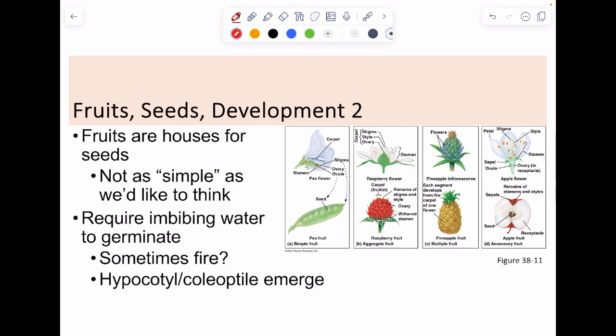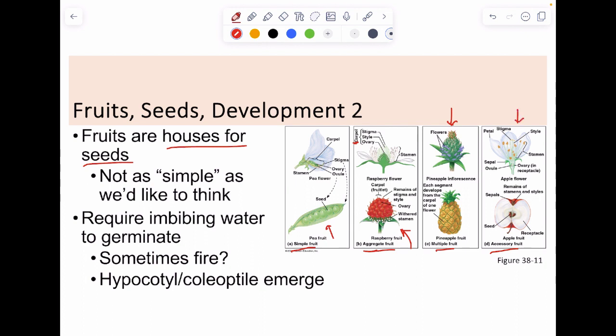The fruits turn out to be houses for those seeds, and they actually come in a whole bunch of different varieties, and it's not as simple as we'd like it to be. So we have simple fruits like peas, but we could also have aggregates of fruits like raspberries. The reason for that is you have many carpels within the pistil. You have many stamens as well, so we can actually end up having lots of fertilization within one area. Or we could have a whole bunch of different fruits or flowers all in one spot, like pineapples.